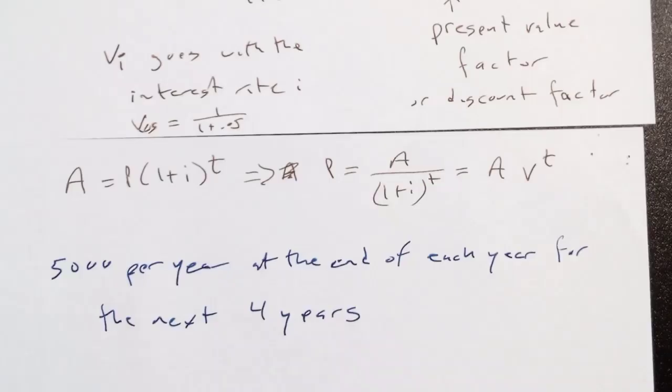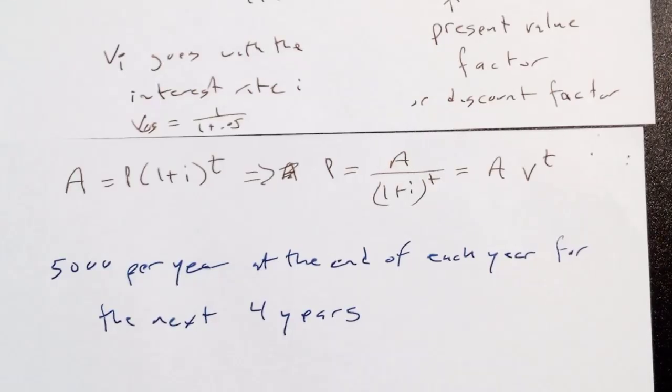I need to put enough money away to be able to pay you that. I need to go to the bank, stick the money in an account, and know that I will have enough to write you all these checks. How much do I need to put in the bank right now? What's the present value of this sequence of payments?